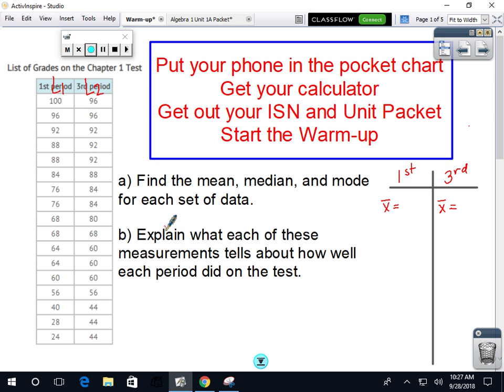Stat again, and then calc, and then one variable, which is number 1. Now, beside the word list, if you're trying to find first period's data, it should say L1. If it doesn't, how do you change it to L1? Second, and then 1, right? And then you go down and you hit calculate. What is the mean for first period? That's right, 68.9.